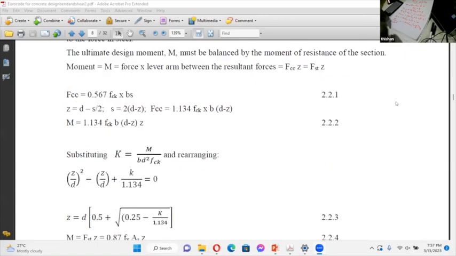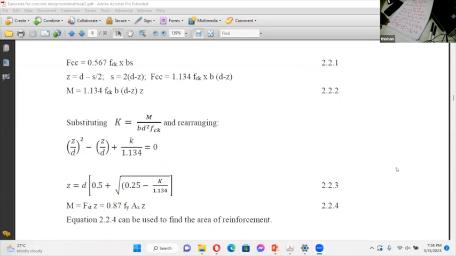So you get Z over D squared minus Z over D plus, and we call this parameter K. So you get K divided by 1.134 is equal to 0. And this is the second order equation of Z over D. So we can find the solution straight away.